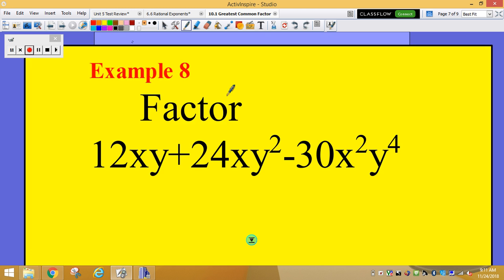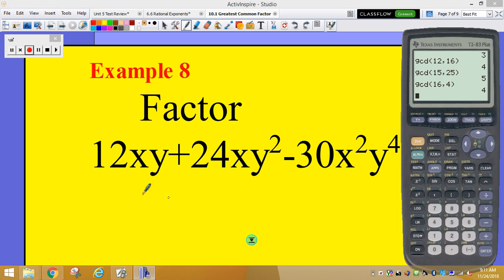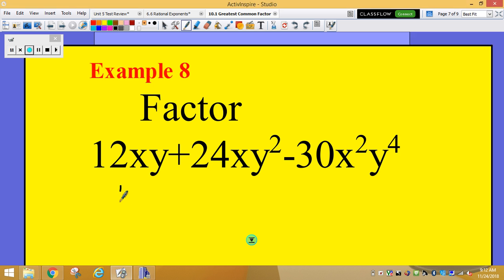What do you do if there are 3 numbers? If there are 3 numbers, you want to pick the 2 that are closest together. So between 12, 24, and 30, don't worry about the negatives. Which 2 are the closest? Well, 24 and 30. So I'm going to find the GCF between 24 and 30. And it is 6. And I want to double check that 6 will go into 12. And it will. So 6 is my GCF.